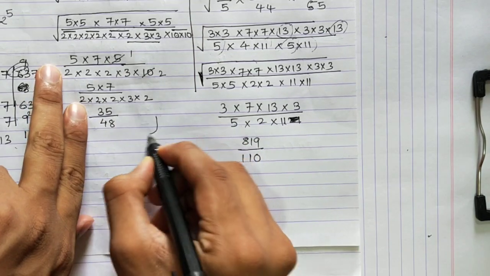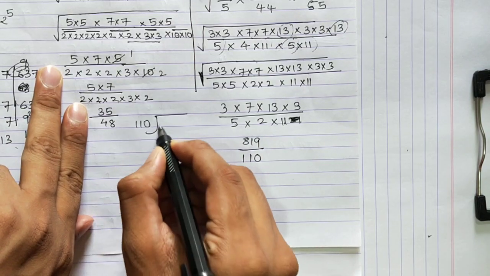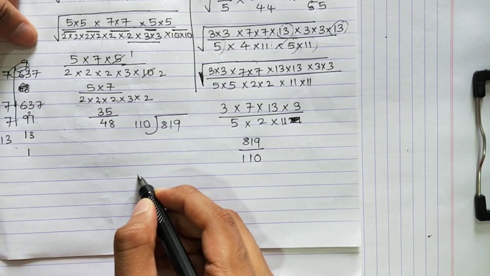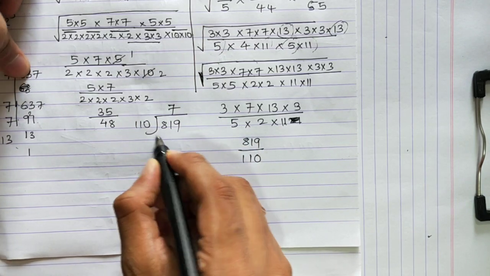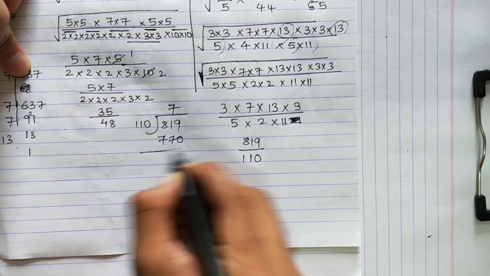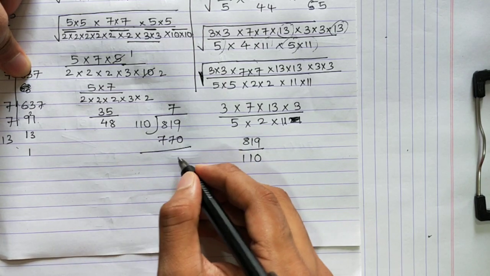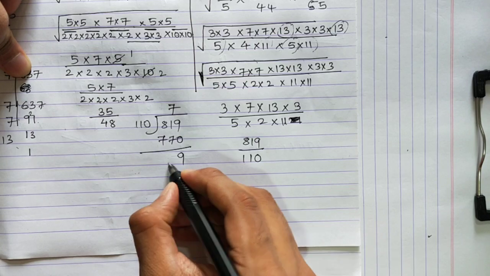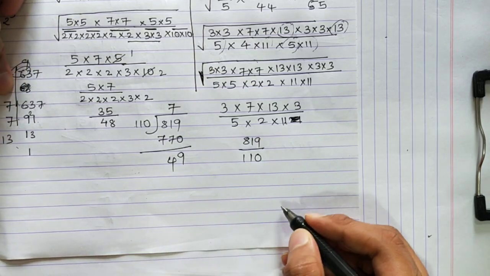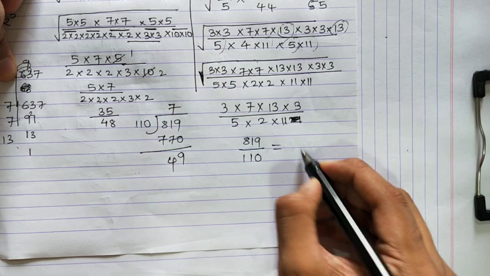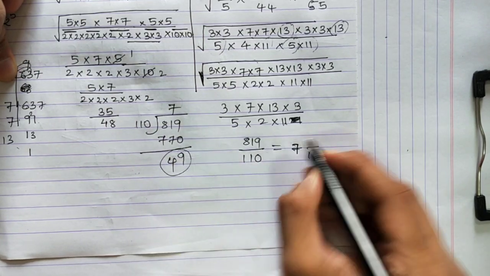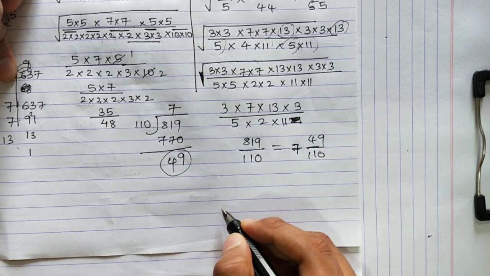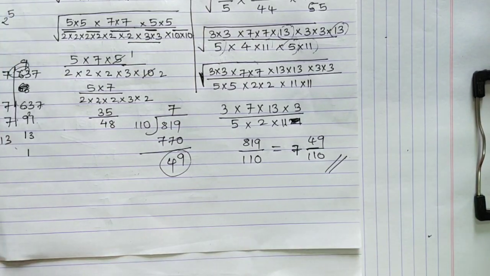Okay, so how to write in mixed fraction? 110 into 7 is 770. Okay, now do the subtraction. 49 is the remainder. So how to write in mixed fraction? This quotient will come on the side, the denominator will remain the same, and this remainder comes in the numerator. Okay, so this is your final answer. I hope you have understood the sum.